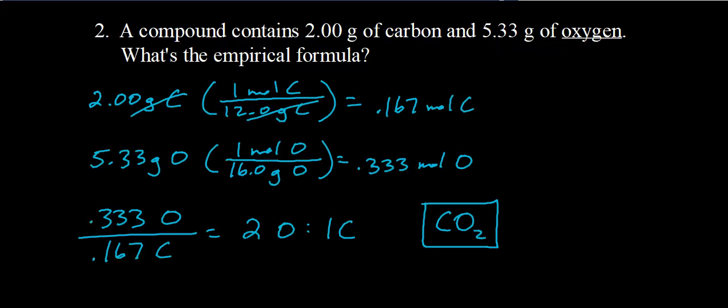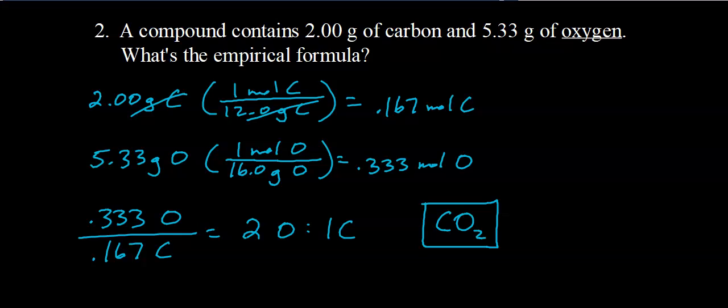So here's our setup. We get 0.167 moles of carbon, 0.33 moles of oxygen. Take the bigger number of moles divided by the smaller. We get, again, it works out really nicely. Your ratio should be very close to a whole number. Sometimes it's not. I'll show you what to do in that instance. But in this case it is.